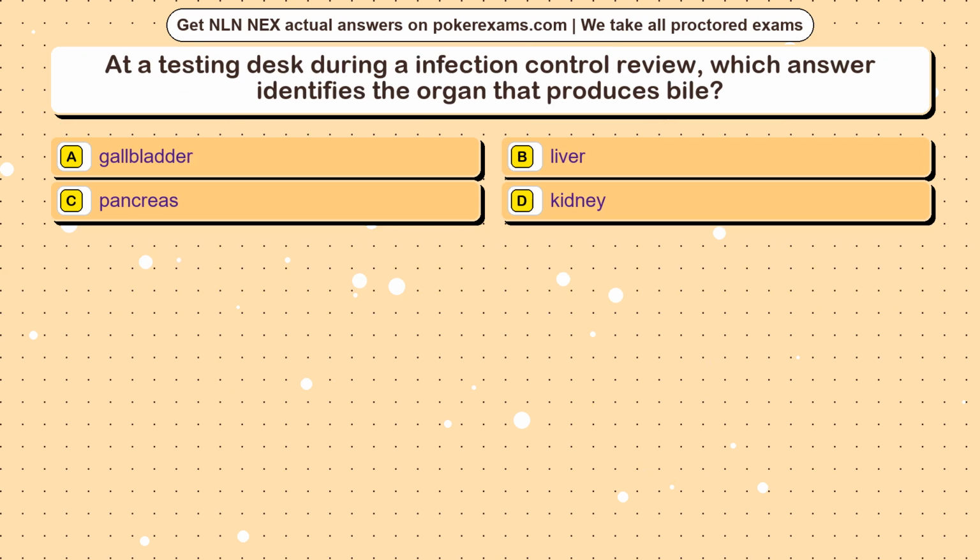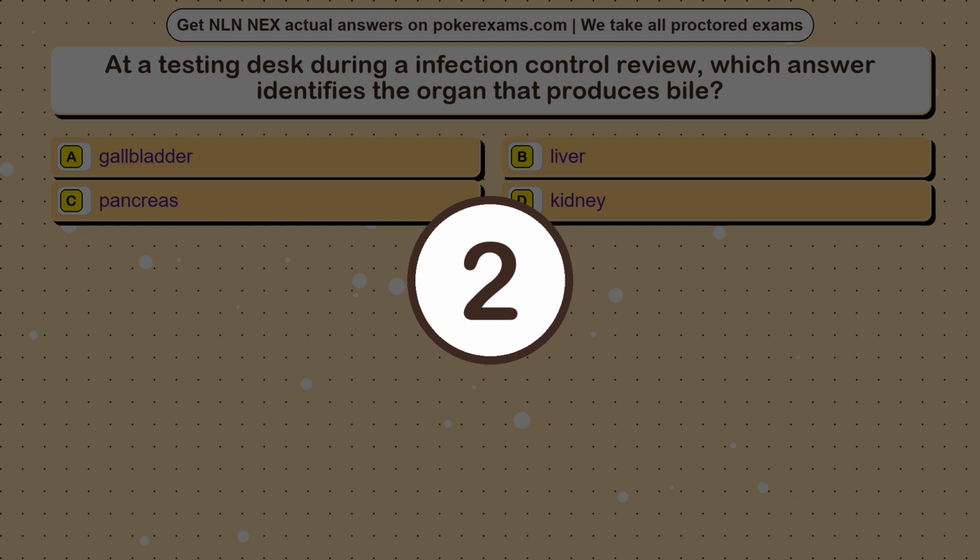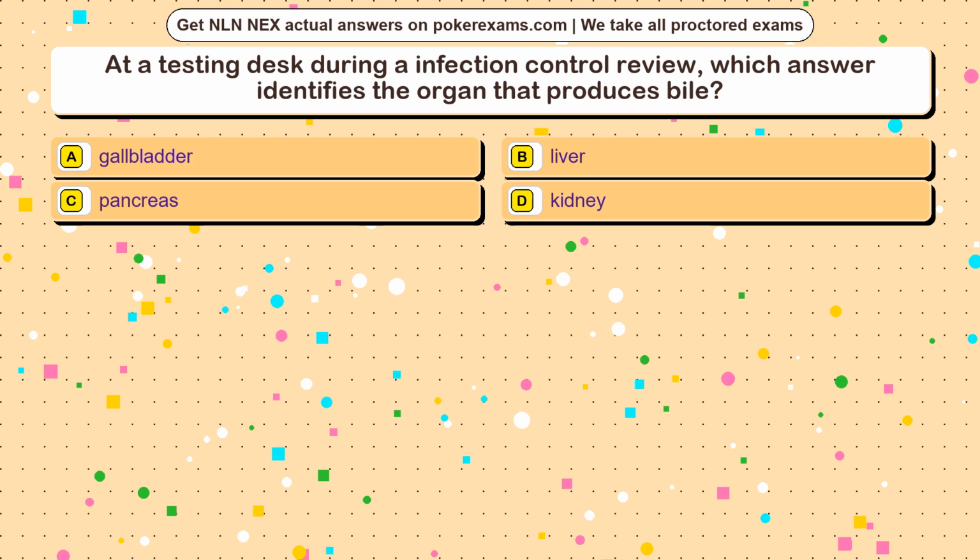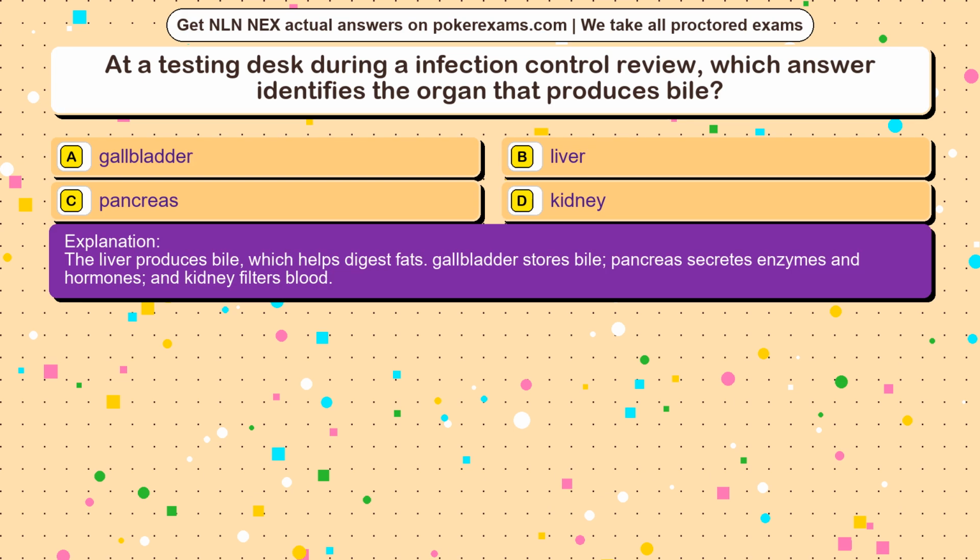Question 23. At a testing desk during an infection control review, which answer identifies the organ that produces bile? Option A, gallbladder. Option B, liver. Option C, pancreas. Option D, kidney. The correct answer is option. The liver produces bile, which helps digest fats. Gallbladder stores bile, pancreas secretes enzymes and hormones, and kidney filters blood.